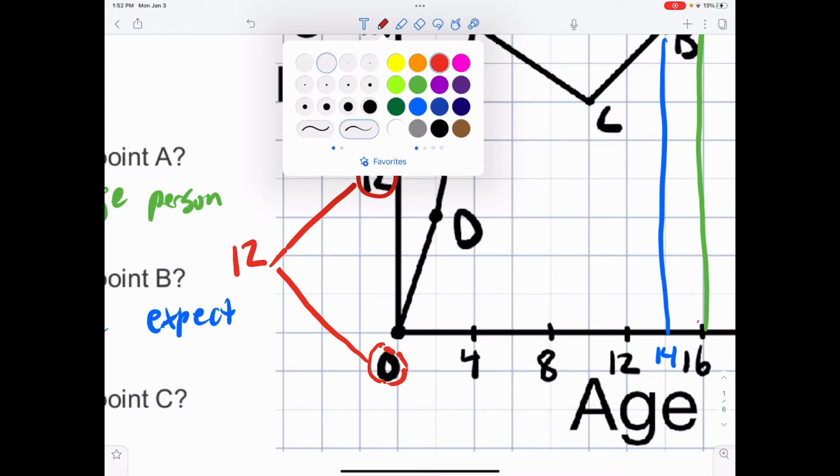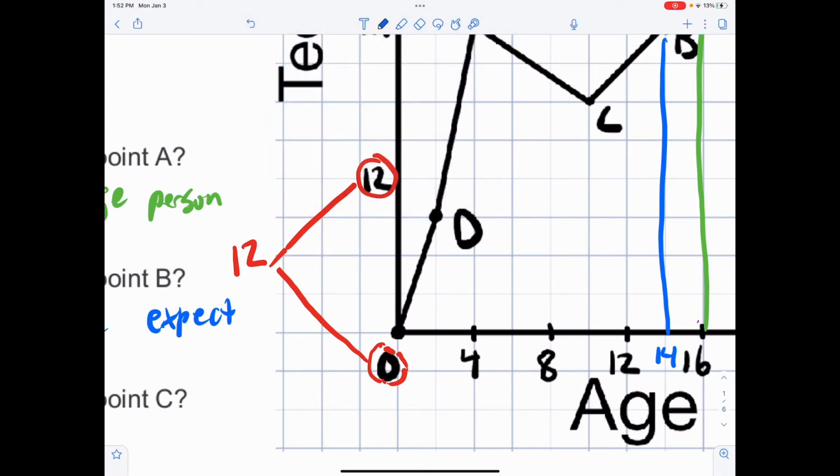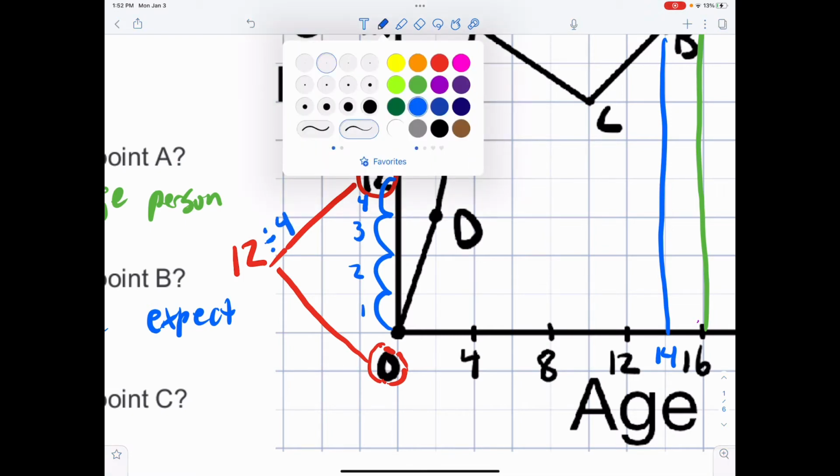Now, how many boxes does it take to go from 0 to 12? Let's count. 1, 2, 3, 4. You have to go up 4 times to get to 12. So how much is each block worth if you split the 12 up equally? Well, if you're splitting things up equally, that means you're dividing. So 12 divided by 4, what's 12 divided by 4?